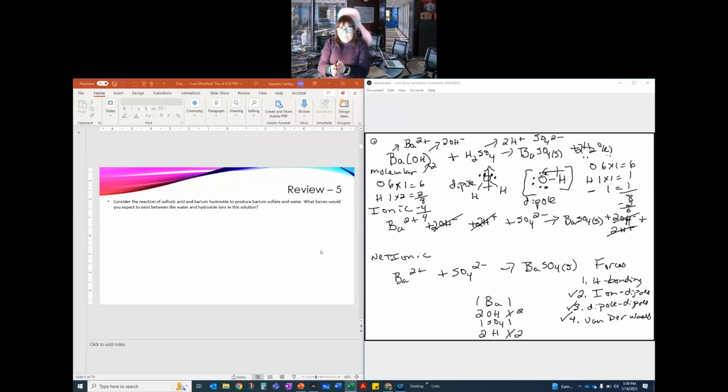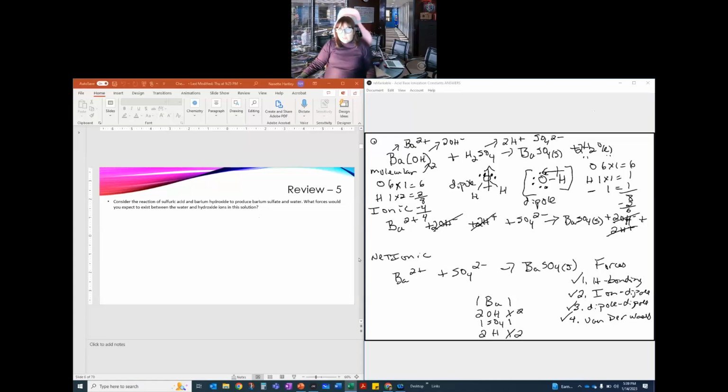When we talk about hydrogen bonding, it only exists when we have a hydrogen bound to oxygen, nitrogen, or fluorine. Those are the only 3 that can do that. It is bound to an oxygen, so we will have hydrogen bonding going on here too. So all 4 of those forces will exist.